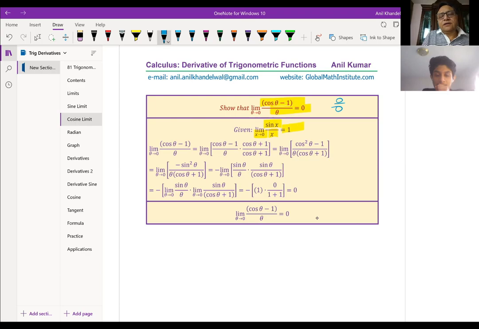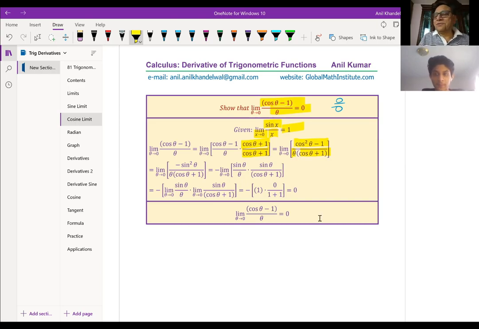What we've done here is multiply by cos theta plus 1 and divide by cos theta plus 1, as good as rationalizing the numerator. We really want to get sine theta. We know the limit of sine theta over theta. So we are trying to get the same expression, and we know cos square theta minus 1 is related to sine square theta. So by rationalizing, we get cos square theta minus 1 divided by theta times cos theta plus 1.